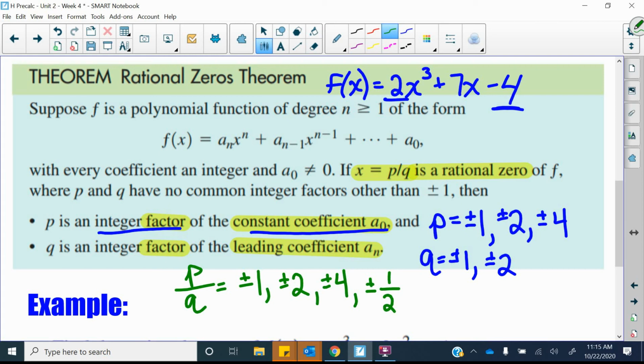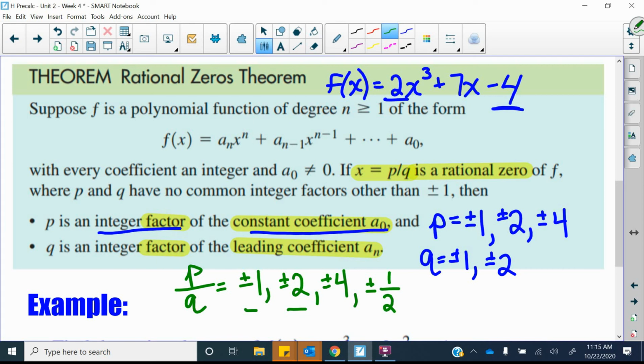And I'm going to have positive and negative 2 over positive and negative 2, which we already technically have with the first term, which just simplifies to 1. And we have positive and negative 4 over positive and negative 2, which also simplifies to 1 we already have listed.